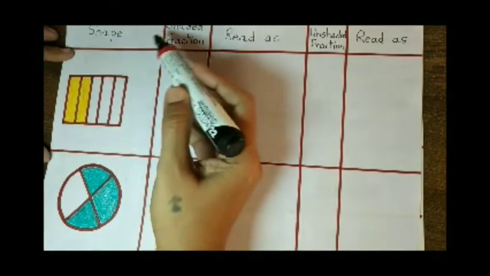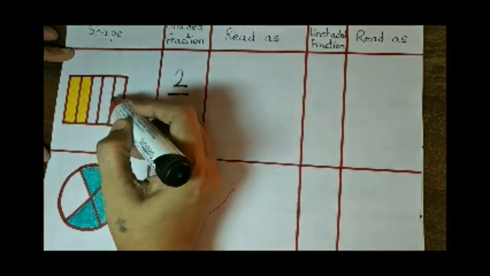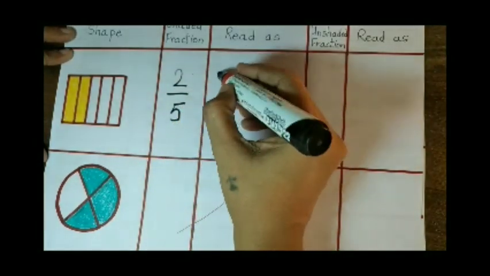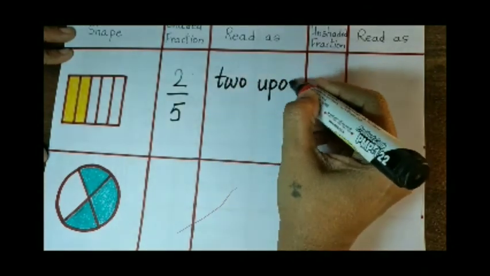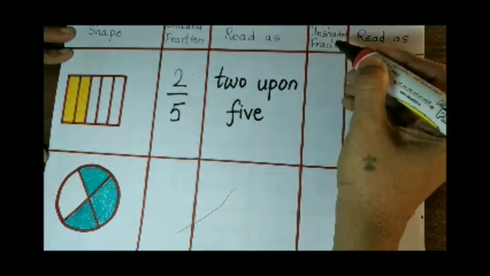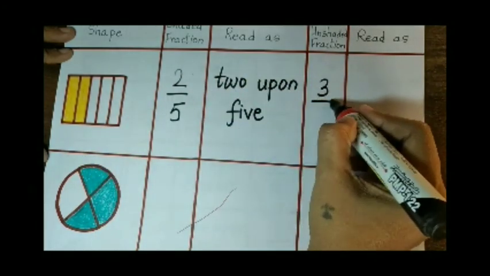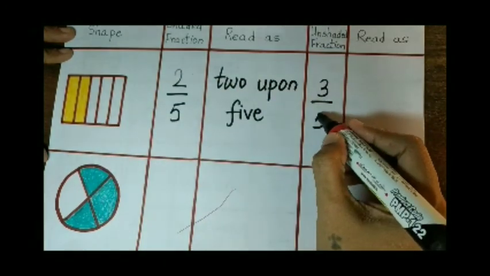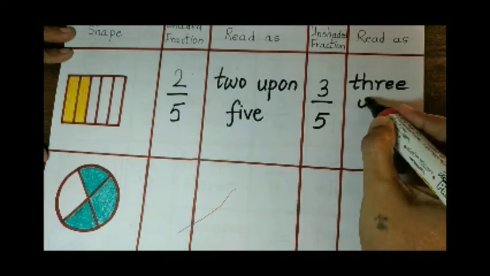Now the next shape, 2 shaded parts, so 2 upon 1, 2, 3, 4, 5. Upon 5. We read it as 2 upon 5. The unshaded fraction 1, 2, 3. So we write 3 upon parts in all 1, 2, 3, 4, 5. 5. We read it as 3 upon 5.